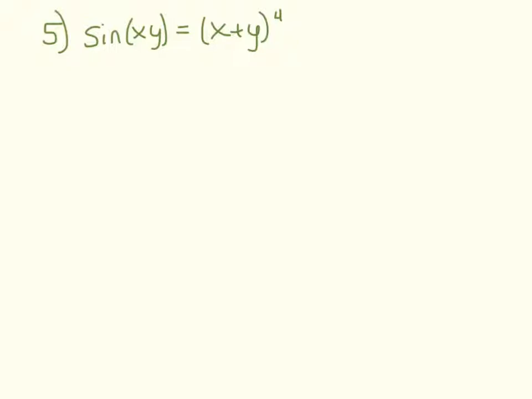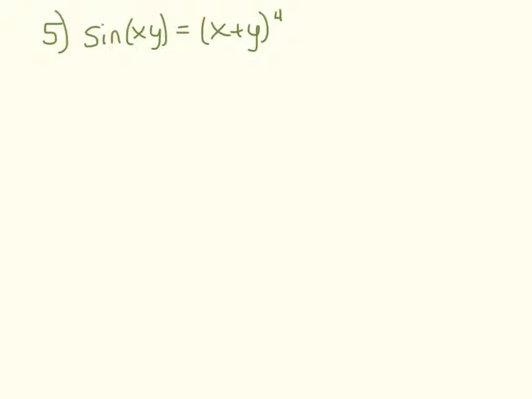On the left-hand side, we have a chain rule because we are taking the sine of an angle other than just x. And that xy inside, that angle, is a product. So we're going to have to deal with the product rule as well. On the right-hand side, we have (x plus y) to the fourth. So again, a chain rule on that side as well. All right, so let's get going.